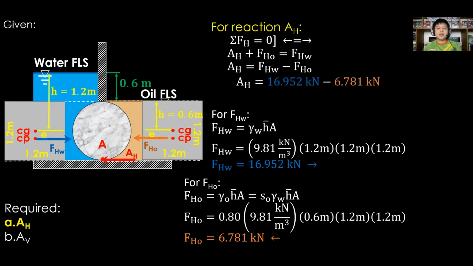Substitute the identified external horizontal forces due to liquids, water and oil. Therefore, the horizontal reaction at A is 10.171 kilonewtons and is due left, which means positive. That is the correct assumed direction.